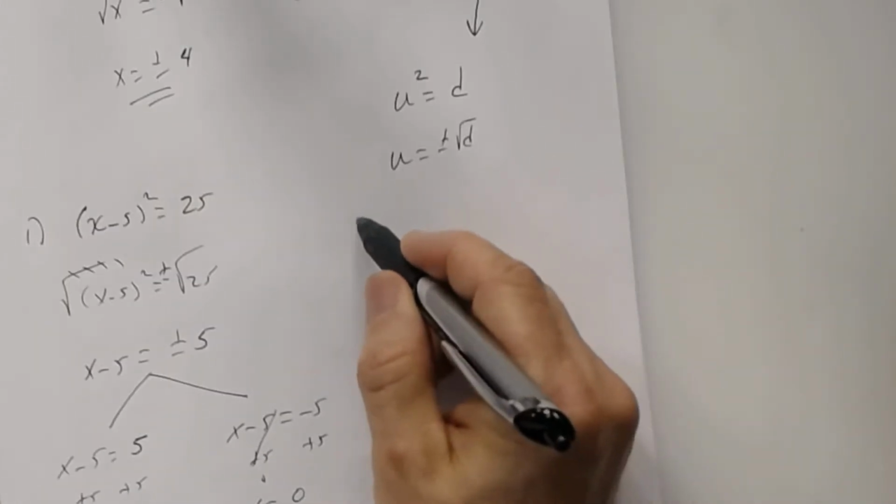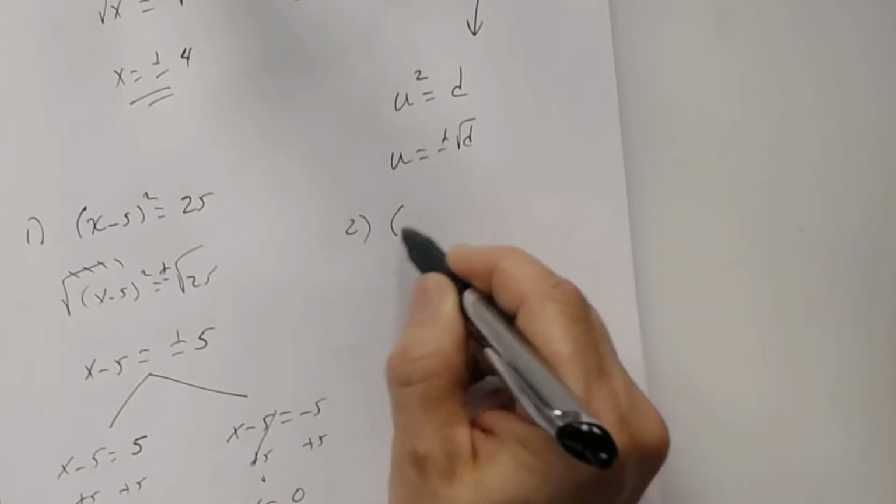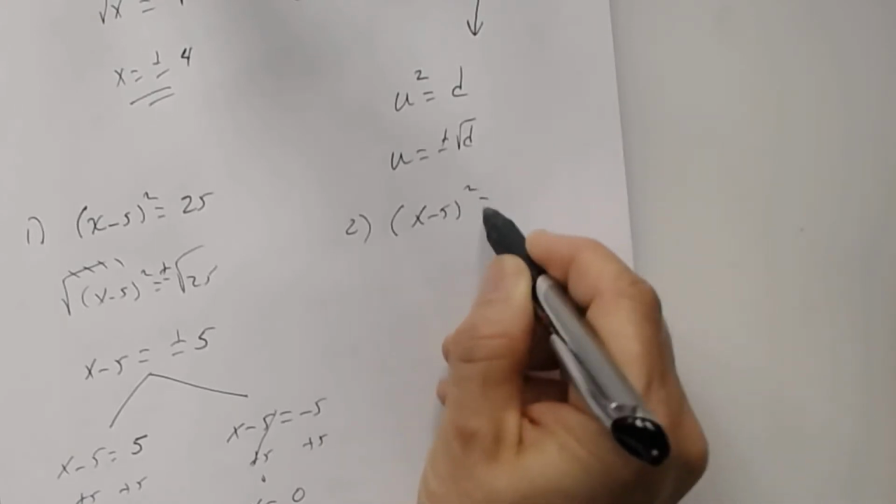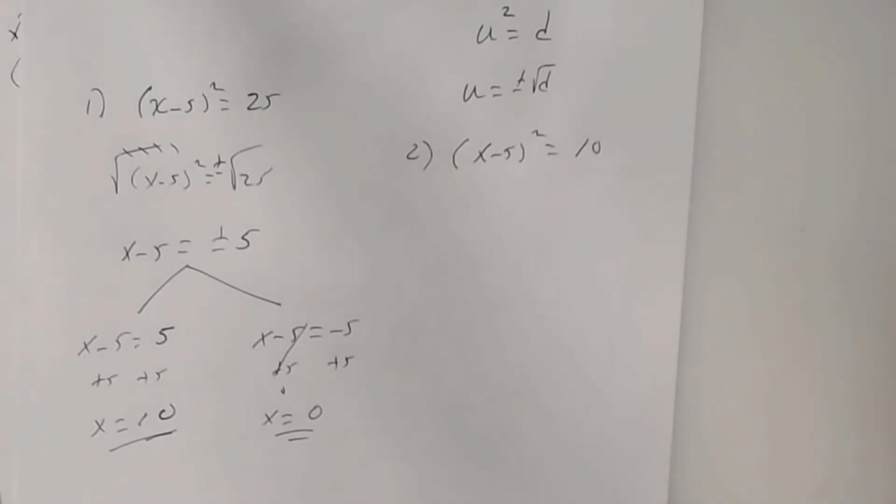All right, so that's number 1. Let's look at another one. Okay, so number 2, listen carefully to this. x minus 5 squared equal 10. So here's the idea.